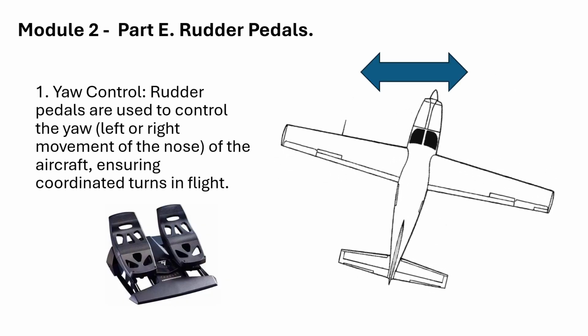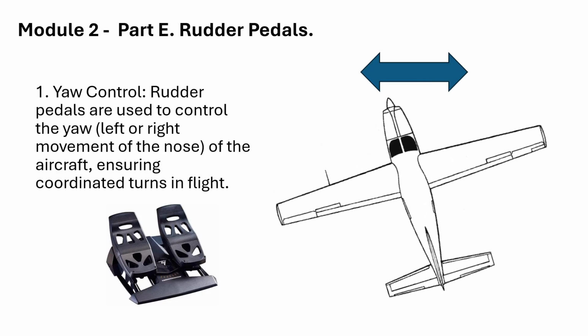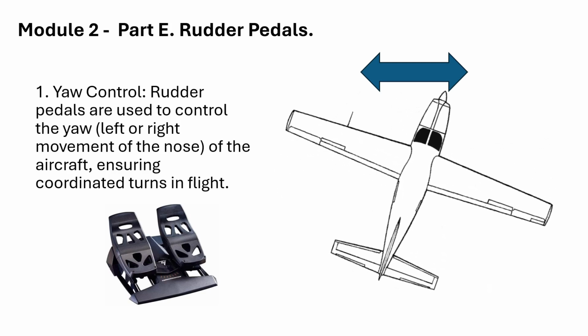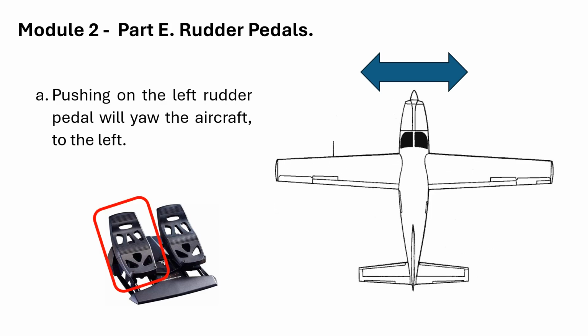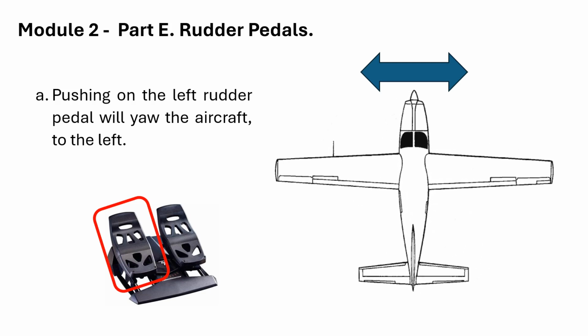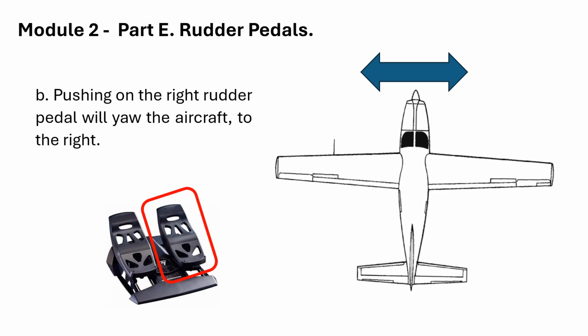Part E. Rudder pedals. 1. Yaw control. Rudder pedals are used to control the yaw, left or right movement of the nose of the aircraft, ensuring coordinated turns in flight. A. Pushing on the left rudder pedal will yaw the aircraft to the left. Pushing on the right rudder pedal will yaw the aircraft to the right.